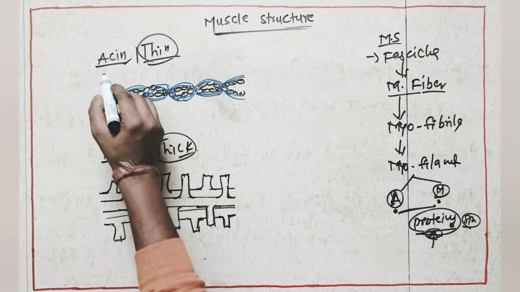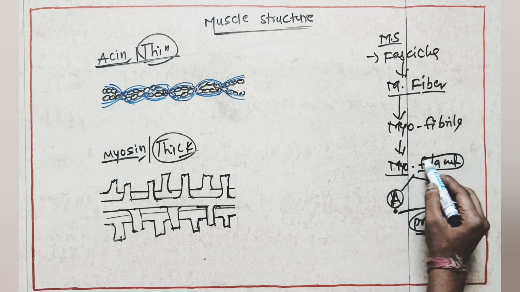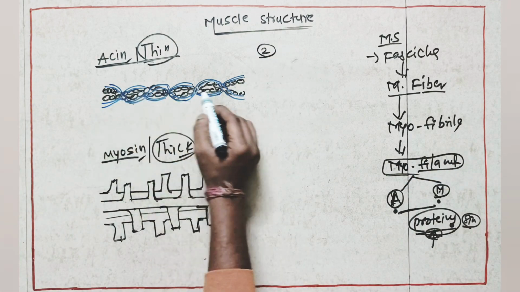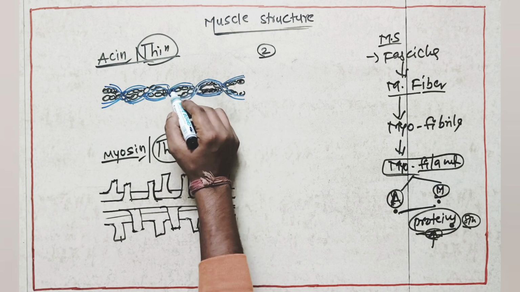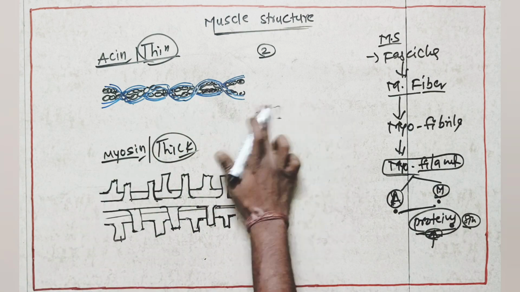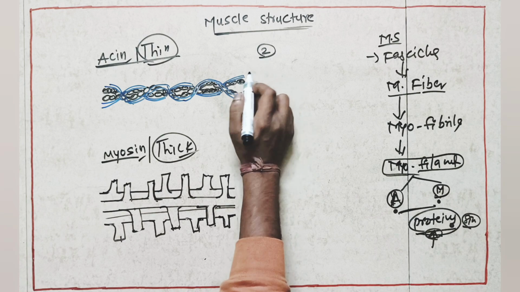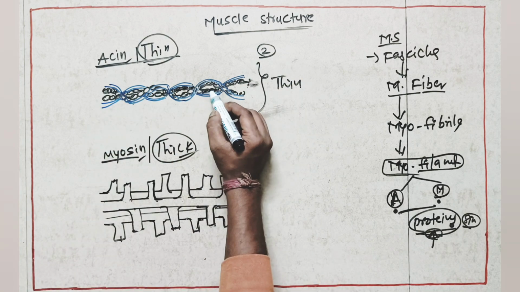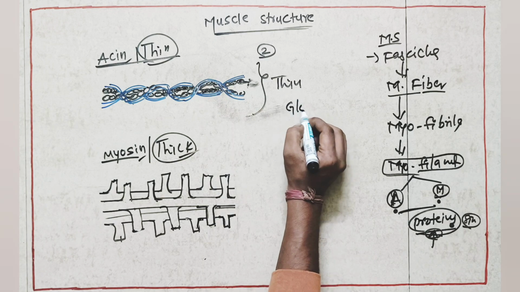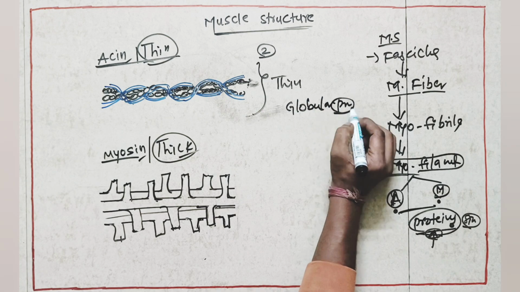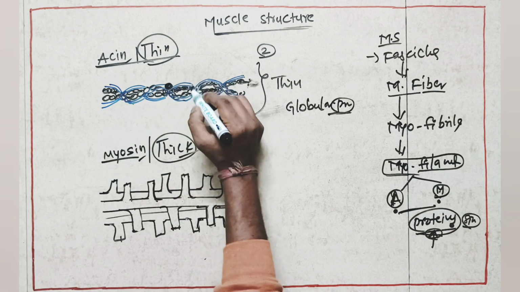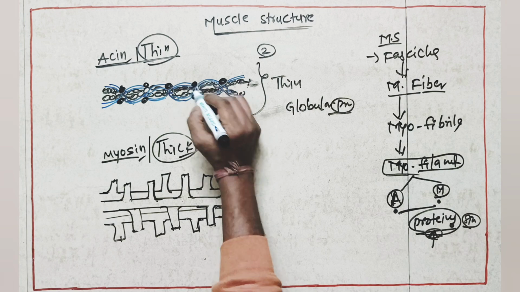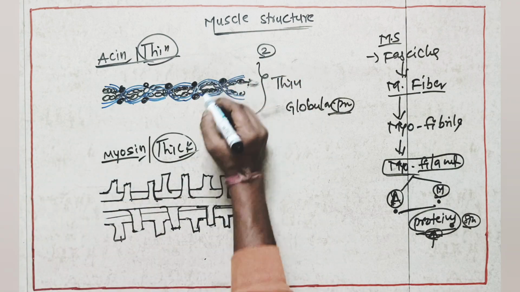Okay, now we'll come to actin. Actin is a thin myofilament. It is formed by two actin molecules which wind around each other. This is the actin thin filament. Here we have a globular protein called troponin. Troponin is present wherever these actin molecules cross each other. So there we can see troponin.